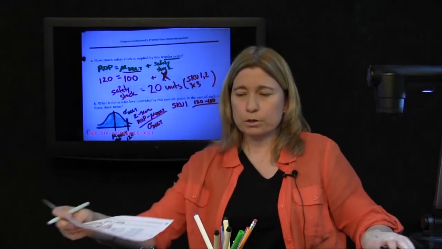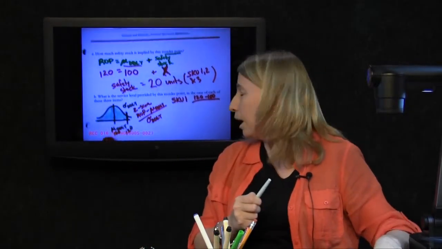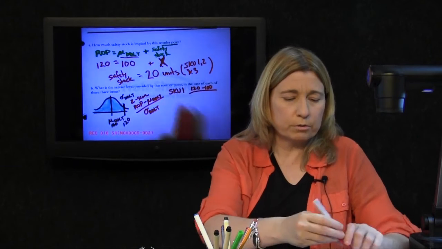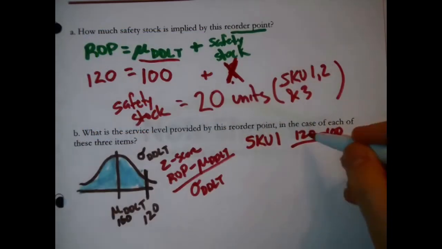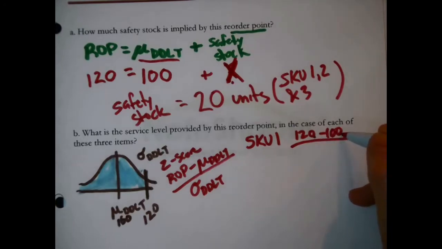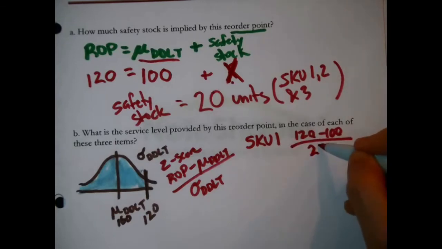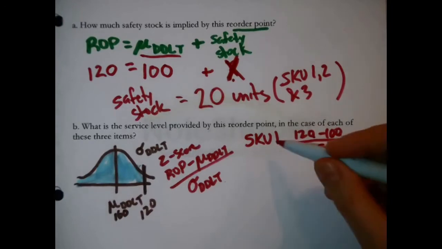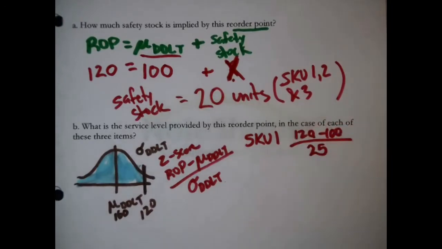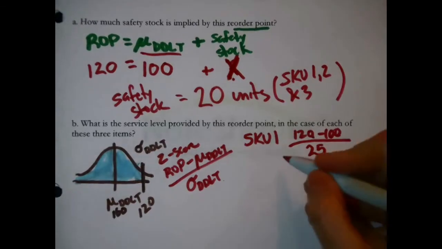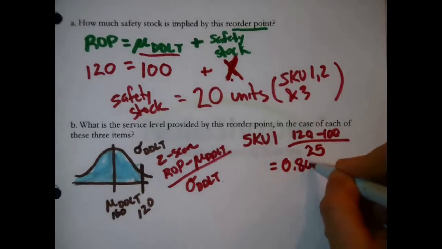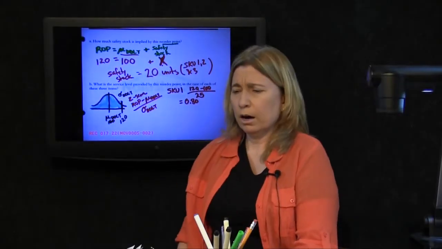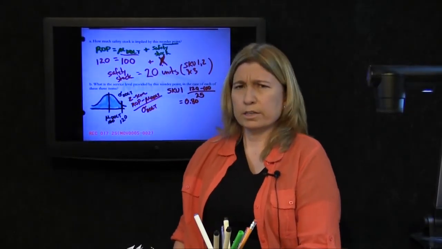Because, let's go back. I was trying to figure out what the service level was associated with SKU1. I wanted to say 120, the target amount, the actual reorder point, minus 100, that is the average demand during lead time for SKU1, divided by 25, that is the standard deviation in daily demand for SKU1. All right, I did that, and I get 0.8. All right, and is that the service level?